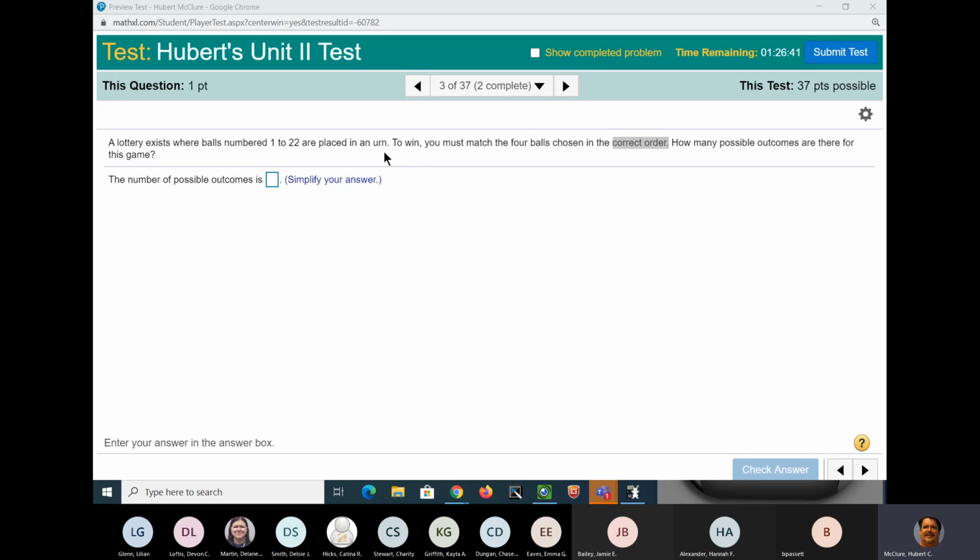Now, they're asking to win, you must match the 4, and it's a lottery. So I'm assuming they're asking you that you bought a ticket because it says to win. This is where I don't like these questions. I like for the questions to say you buy a ticket or you buy 10 tickets. But this one doesn't say anything. So it says to win. So I'm going to assume that you buy a ticket.